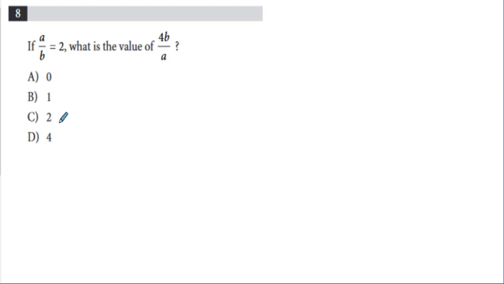All right, next problem. Number 8. If a over b is equal to 2, what is the value of 4b over a?